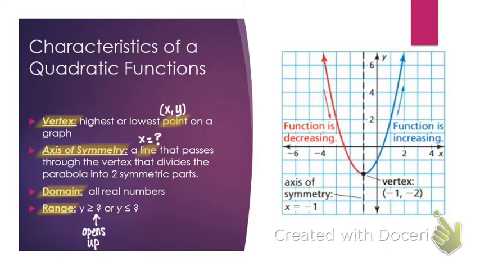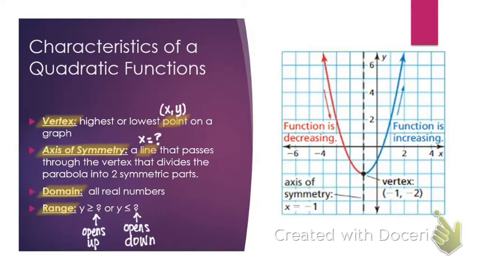Now, what does that mean? When would we use y is less than or equal to? When it opens down. Remember, when the graph opens down, it has a high point. So once we find the highest y value, all the other ones are going to be below it. So I would add the note here, when our graph opens down, we're going to use y is less than or equal to.